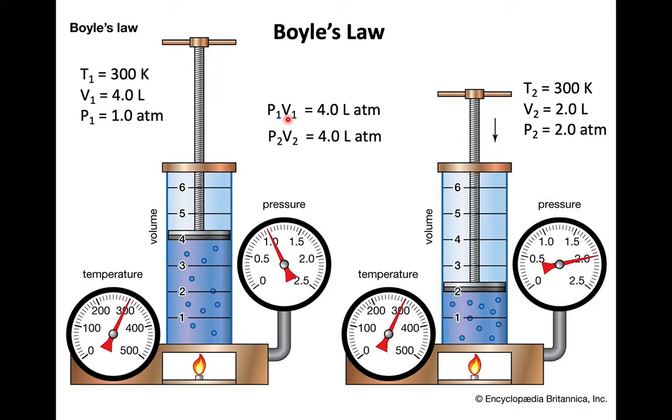If we look at pressure times volume, it is 4 times 1, which is 4 liters times atmospheres. And then over here, it's 2 liters times 2 atmospheres, which is, in these weird units, 4 liters times atmospheres. So P1 V1 is equal to P2 V2 at any point.